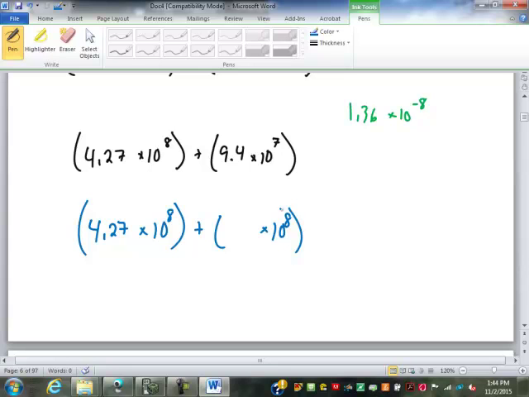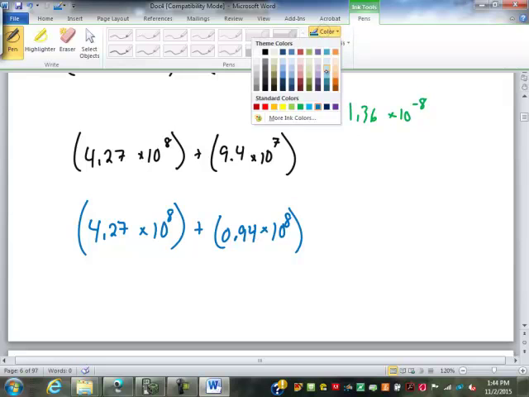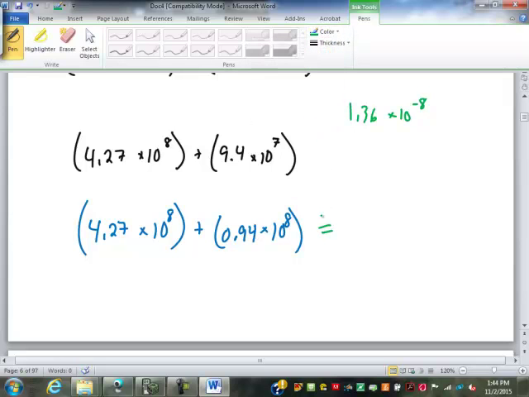So it's 0.94, just 0.94. So now we go ahead and add. 4.27 plus 0.94 is 5.21 times 10 to the 8th. Not so bad?